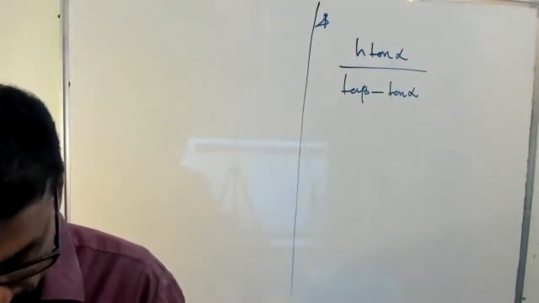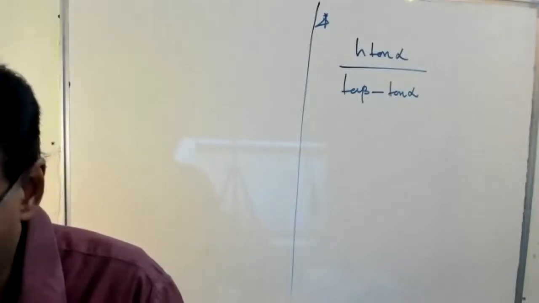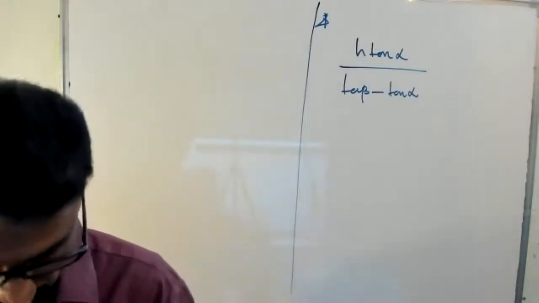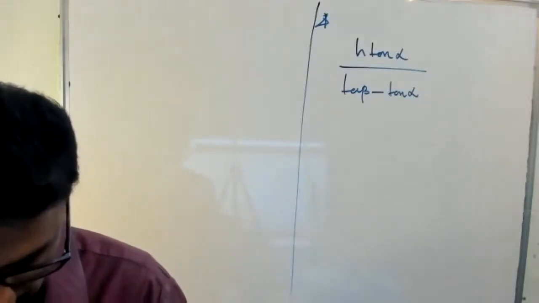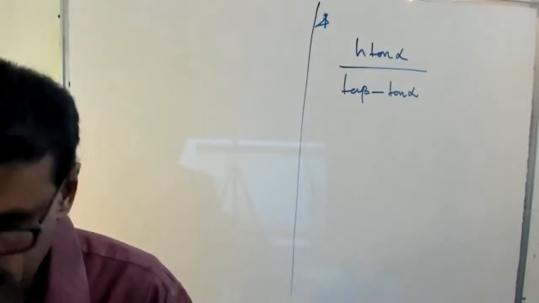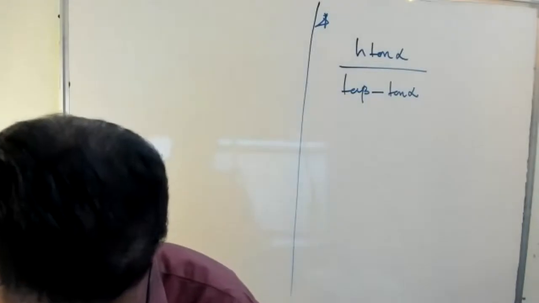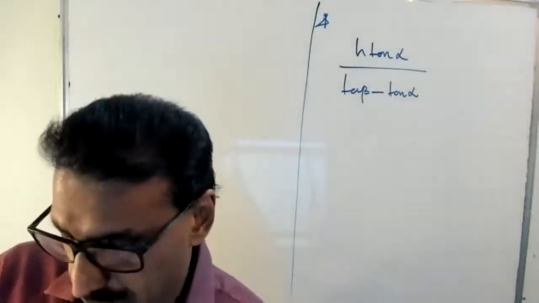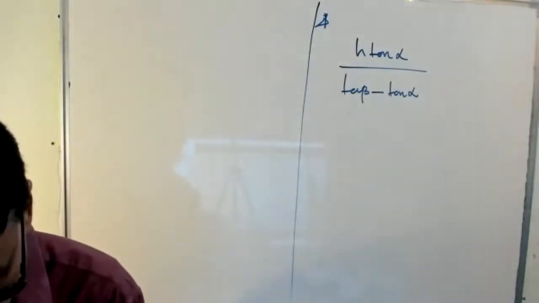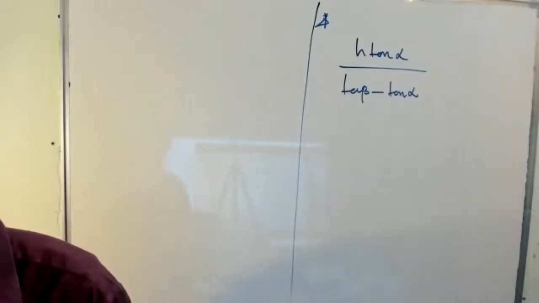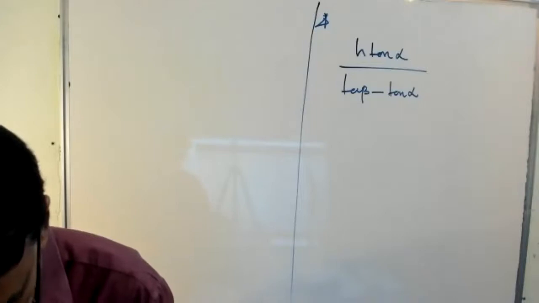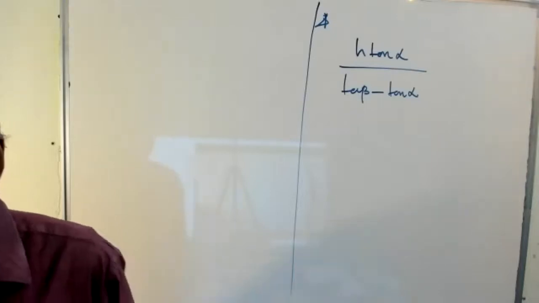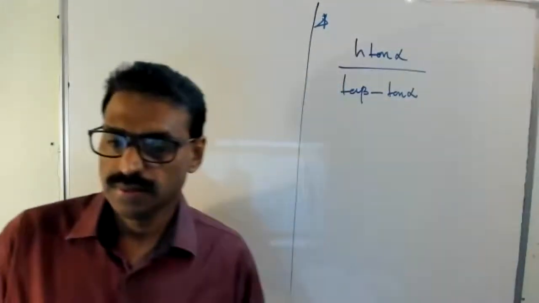Look. A vertical tower stands on a horizontal plane and is surmounted by a vertical flagstaff of height h, small h. At a point on the plane, the angles of elevation of the bottom and top of the flagstaff are alpha and beta respectively. Prove that the height of the tower is h tan alpha divided by tan beta minus tan alpha. Clear or not? Is it okay?